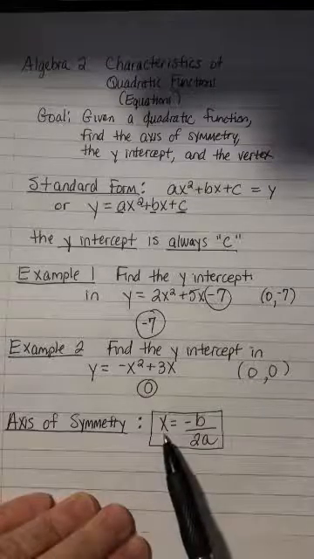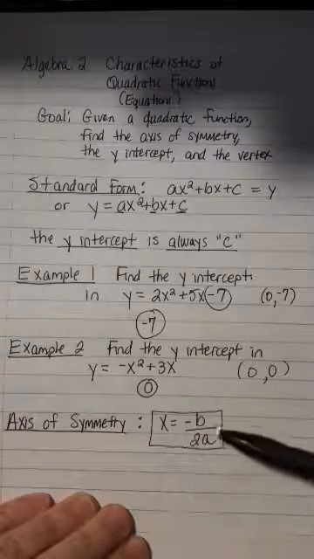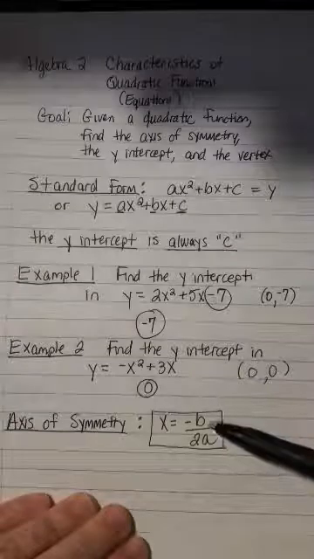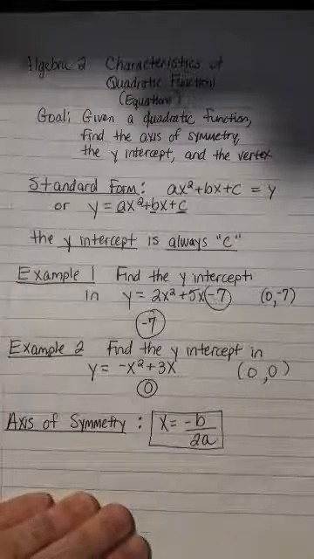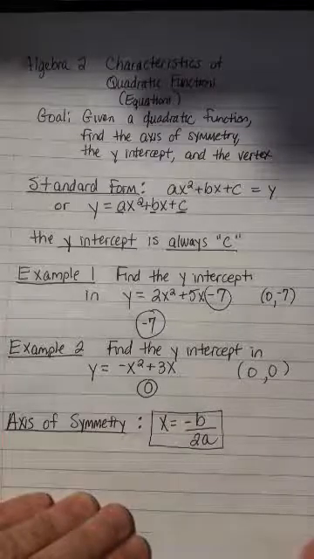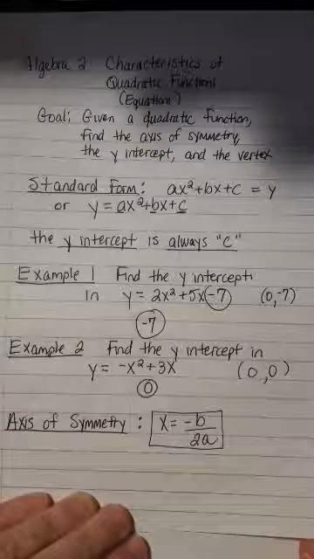And it's always going to be x equals because it's a vertical line. And then you find your number by putting in negative b over 2a. Okay, so once you have that formula down, I'm going to go to the next page that has an example of how to find the axis of symmetry.